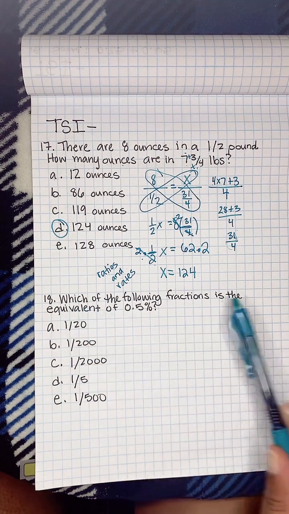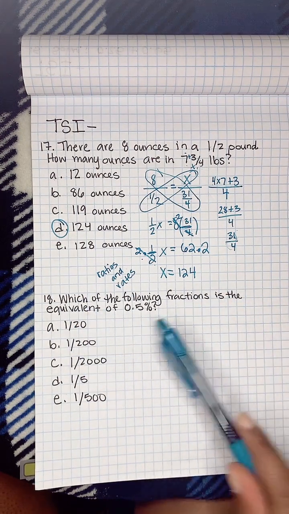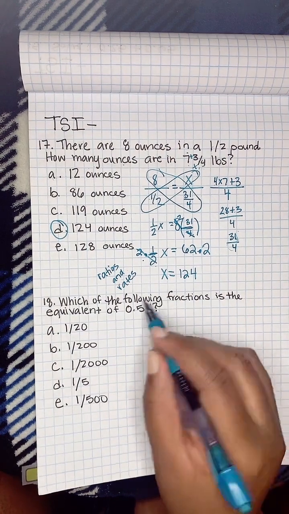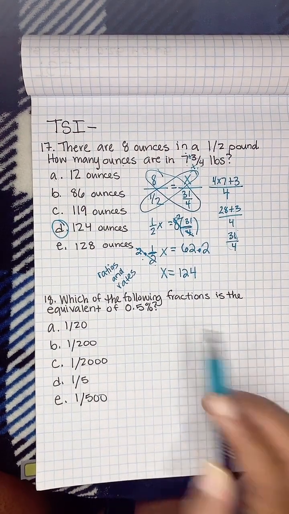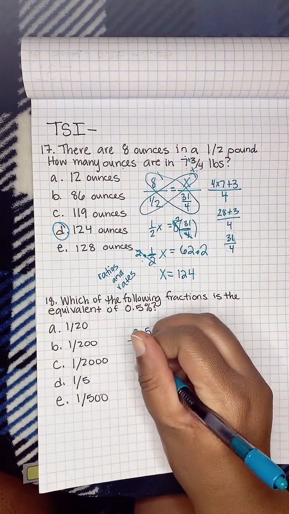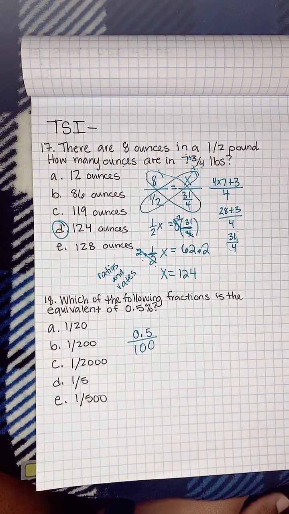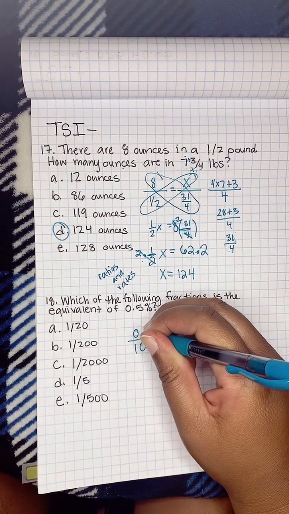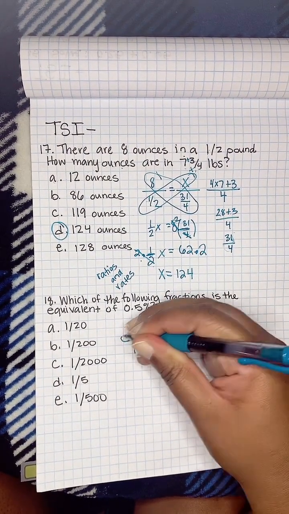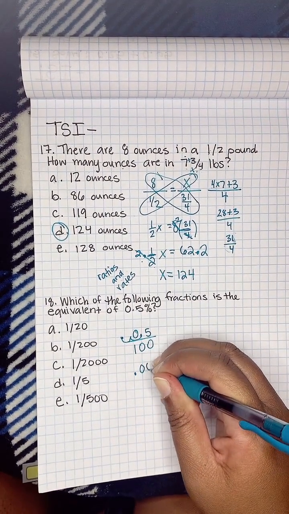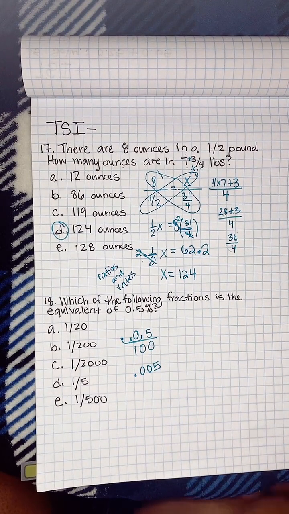All right, so which of the following fractions is equivalent to 0.5%? Whew. Okay, so let's first get rid of this percent. So how we would do that is we would divide this by 100, okay? So if we're dividing this decimal percent by 100, we have to move it over 2 spaces. So it would be 0.005. Okay.